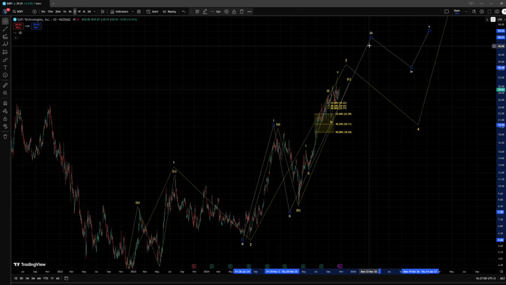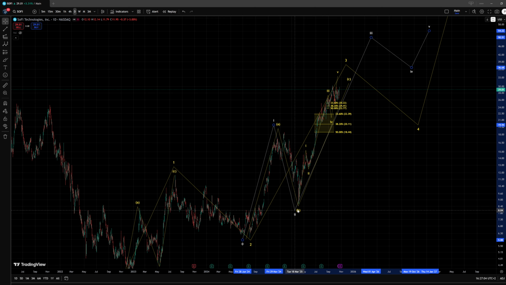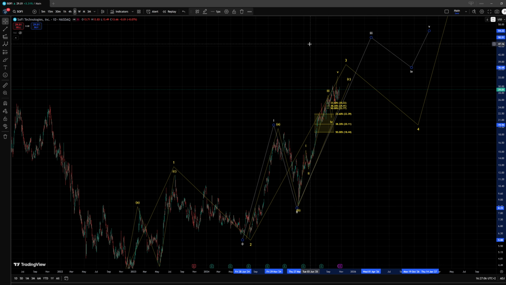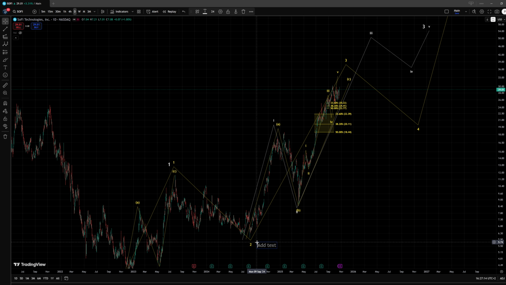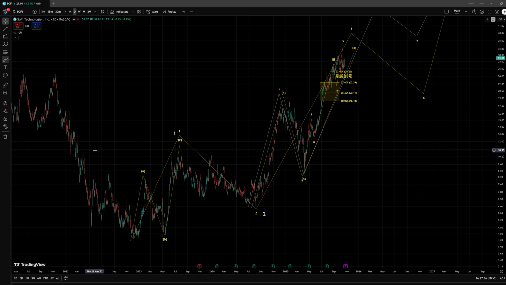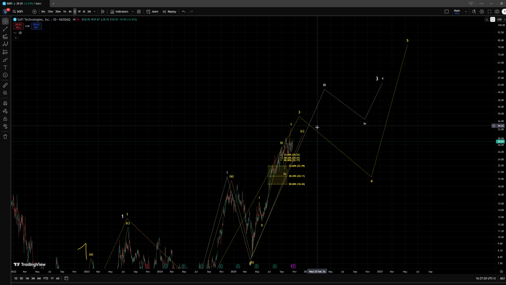For now, we will track it internally still within the yellow structure, but keep in mind, this is a very possible interpretation within this larger wave 3 to the upside, where this would be something like a 1 and a 2, and even here we have a larger initial wave 1. But you get the idea.